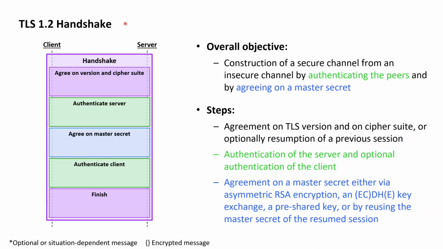This lesson is all about the TLS 1.2 handshake. As a short recap, the overall objective of a TLS handshake is the construction of a secure channel from an insecure channel between communicating peers, such as a client and a server that have never met before.